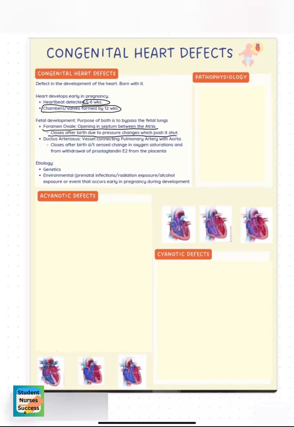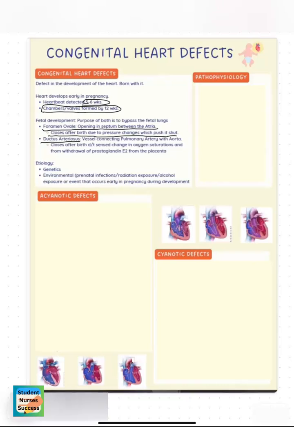Now, the ductus arteriosus is a vessel that connects the pulmonary artery with the aorta. And again, this improves efficiency. It allows blood to skip from the pulmonary artery all the way out to the aorta. So it doesn't have to go to the lungs because there's no need. Now, the ductus will actually start to close down after birth, and it closes down due to changes in oxygen saturation and from withdrawal of prostaglandin E2 from the placenta. So both of these things will actually help close the duct.